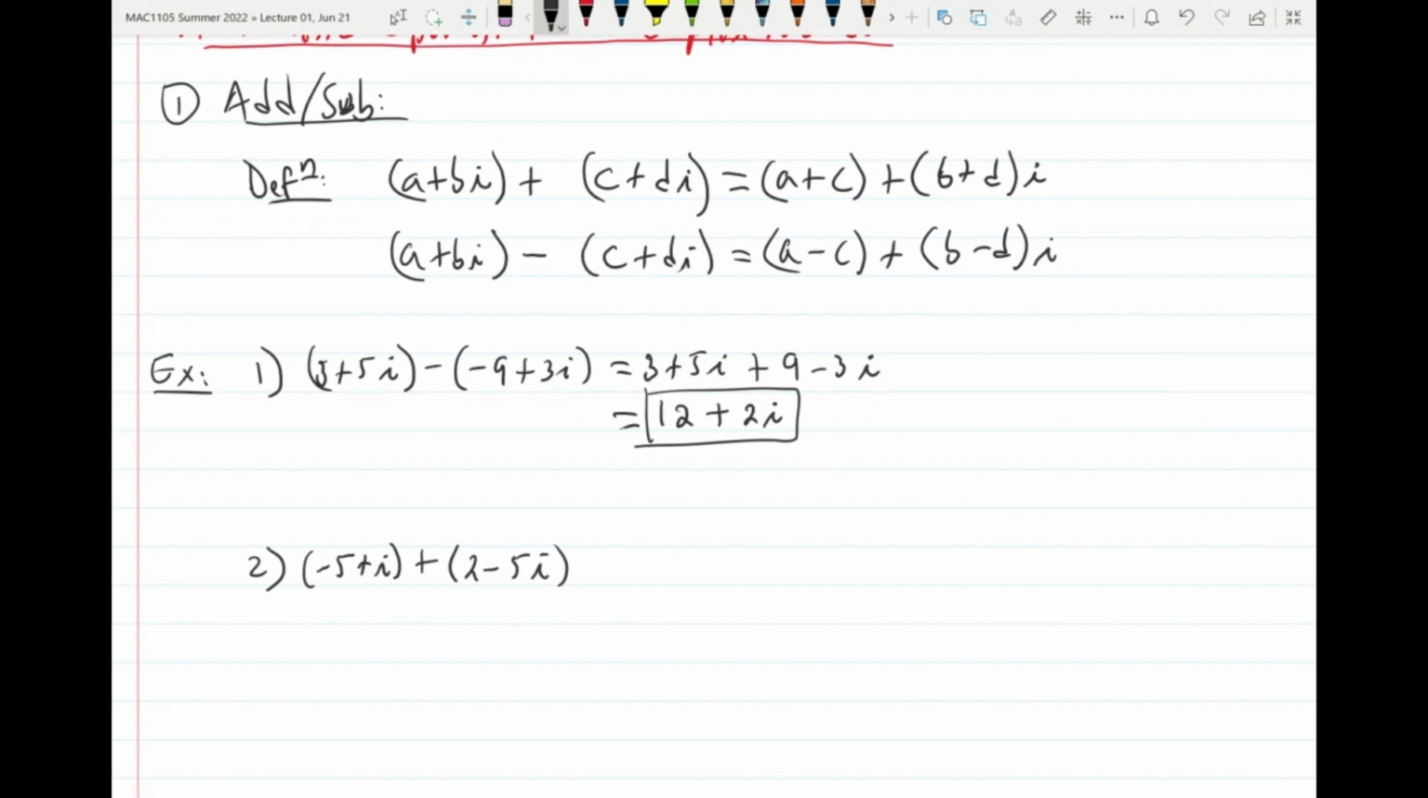Now let's do it following the property, if you will. We're subtracting, so we're supposed to subtract the two real parts. So 3 minus negative 9, that's 3 plus 9, gives you 12. And subtract the imaginary part. So 5 minus 3 gives you 2.